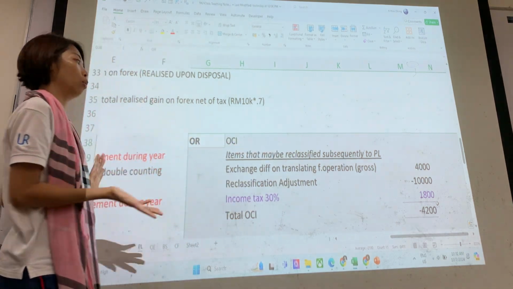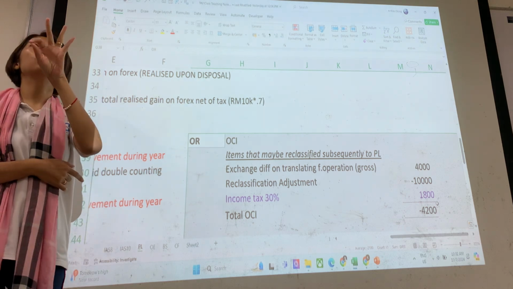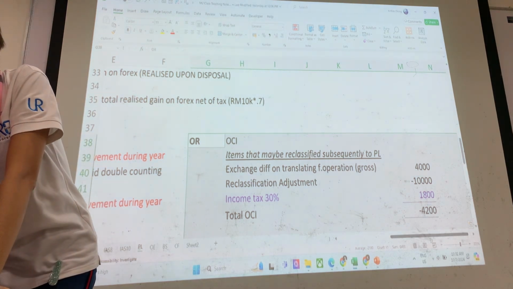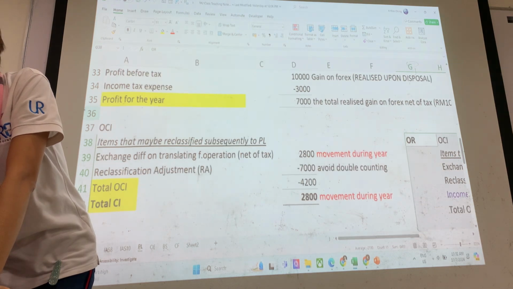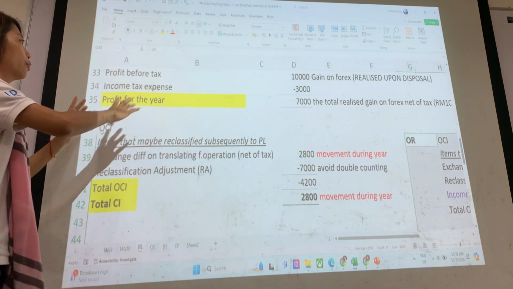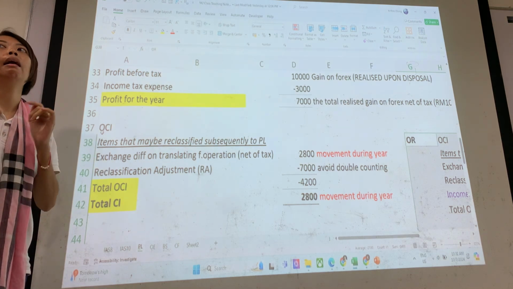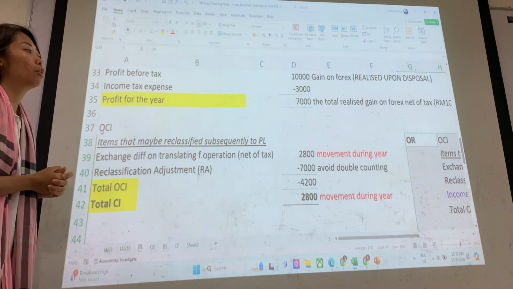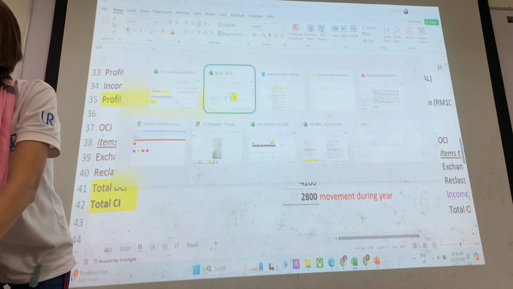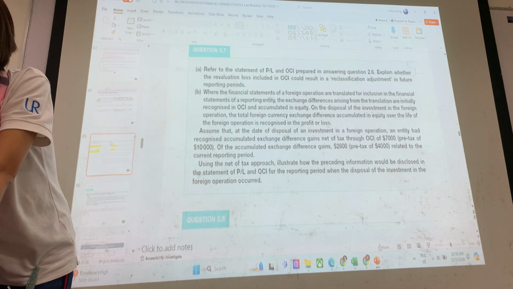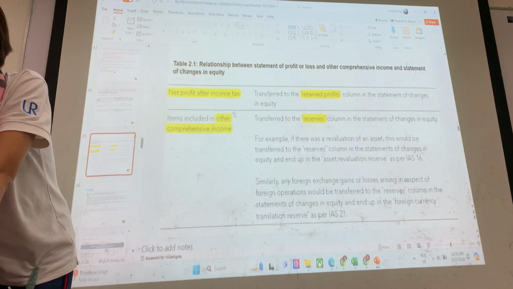These two are okay. Then the third thing you have to learn is from your statement of profit or loss and OCI, how are you going to transfer the numbers into statement of changes in equity? So you have to learn slowly. You have to be patient and look at it slowly. Now, so coming back to the easier one, difficult one we covered already. Coming back to the easier one.